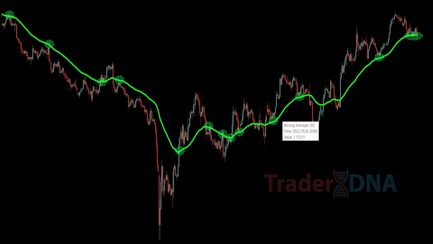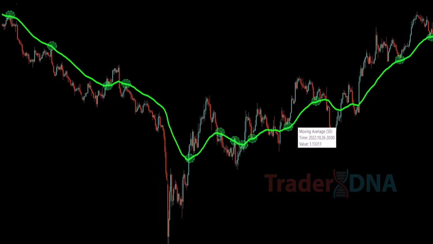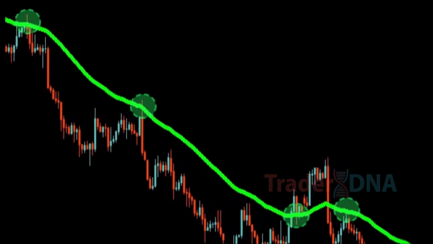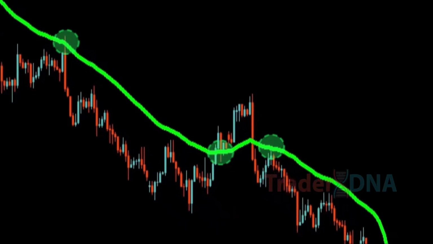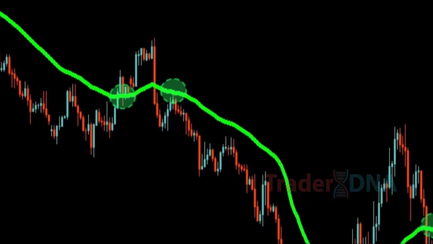Now here's the simple version. Go back in time. Scroll through historical data and count how many times price actually bounces keenly off a specific moving average.